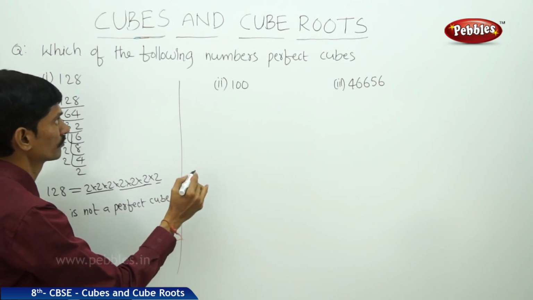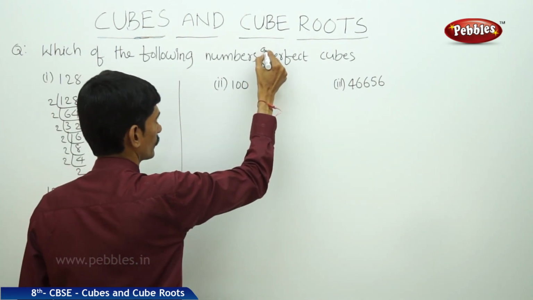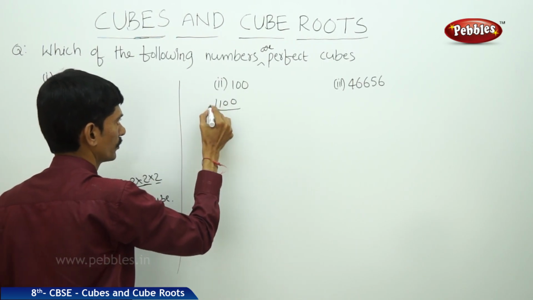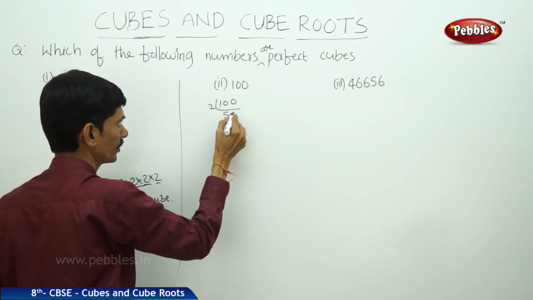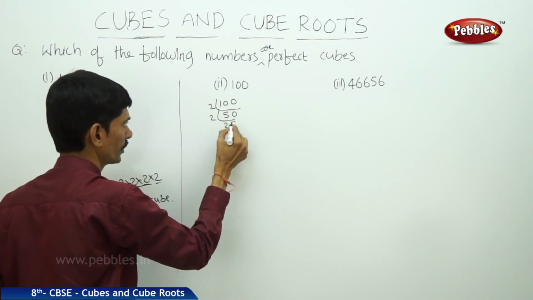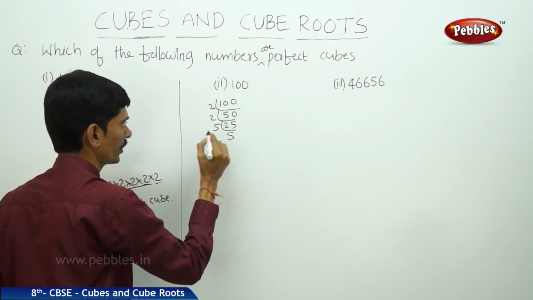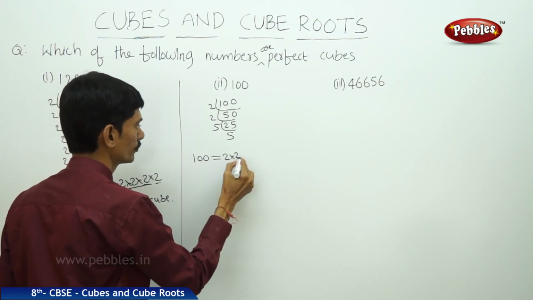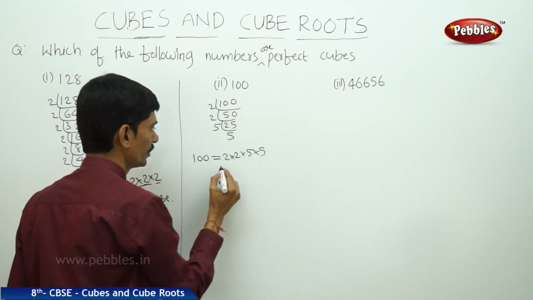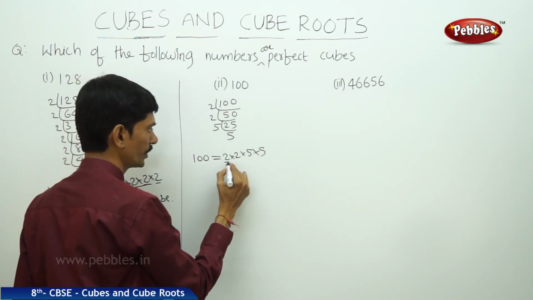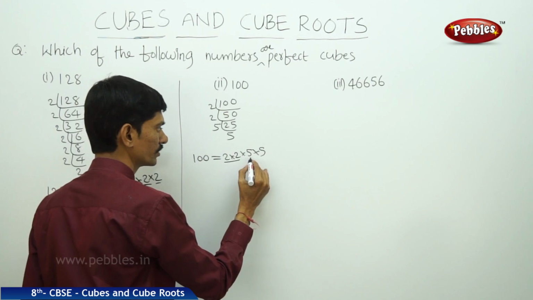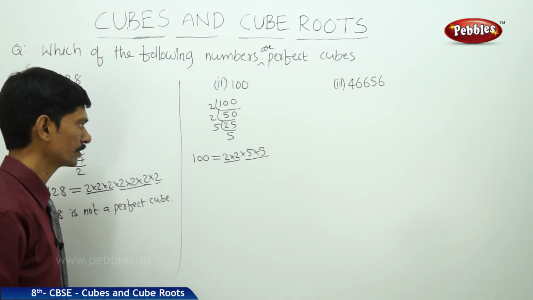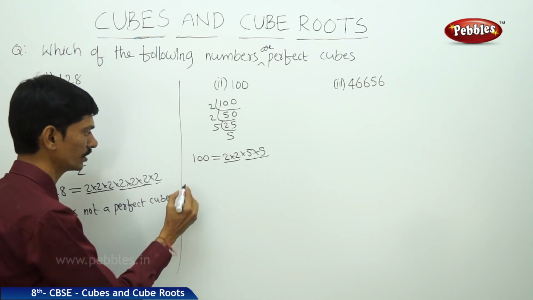Next, 100. Here we observe that 2 50s are 100, 2 25s are 50, 5 5s are 25. So 100 equals 2 into 2 into 5 into 5. Here the prime factor 2 appears only 2 times, and the prime factor 5 appears only 2 times. So no prime factor appears 3 times. So 100 is not a perfect cube.